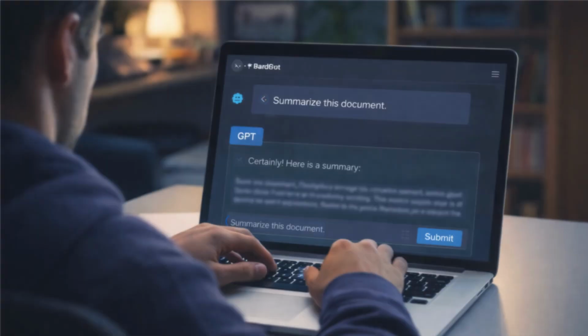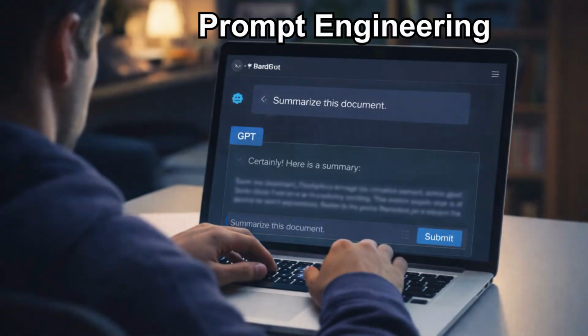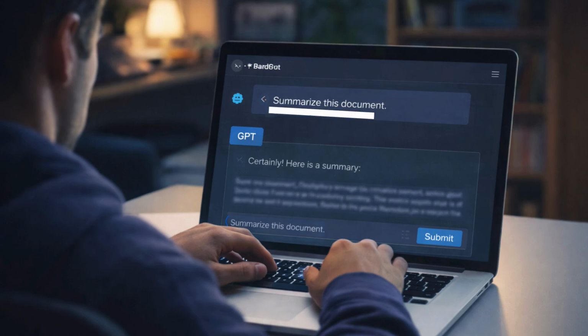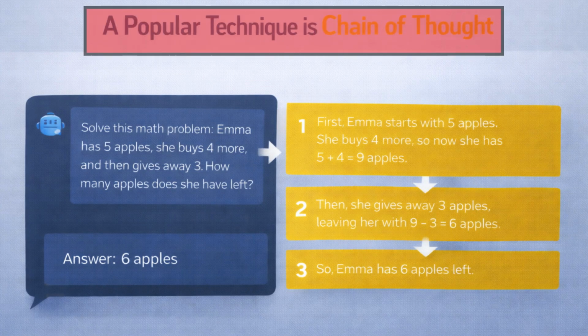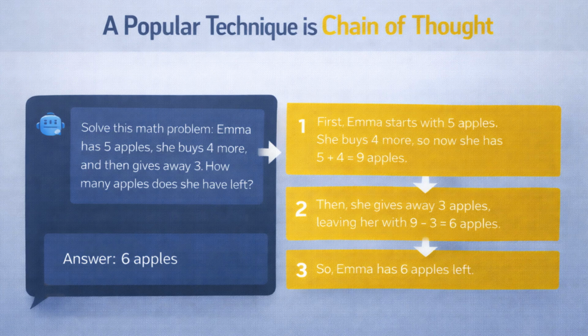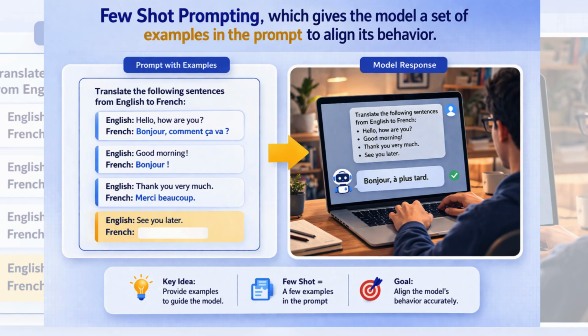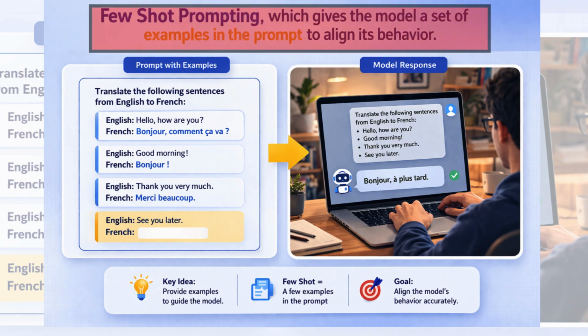The most effective strategy is prompt engineering. Instead of a simple query like "summarize this document," you improve the prompt by specifying the task, audience, and format. A popular technique is chain of thought, which encourages the model to think step by step. We also use few-shot prompting, which gives the model a set of examples in the prompt to align its behavior.